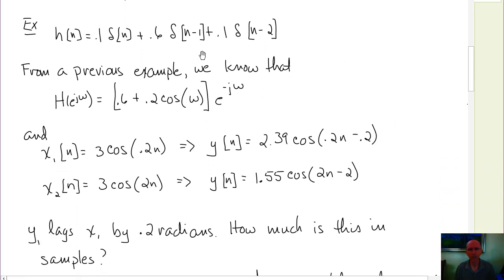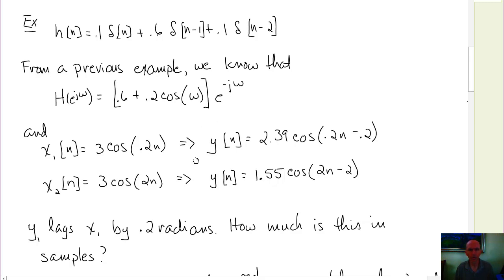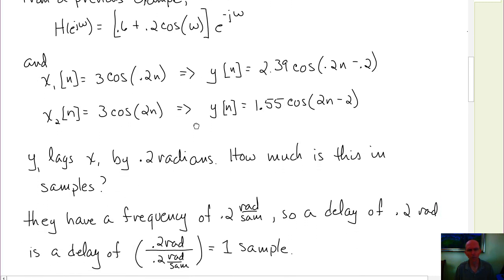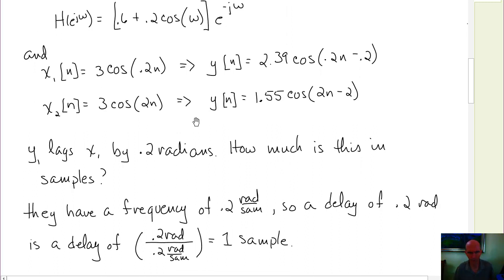Let's go back to the same filter we had before. As we know, the frequency response for that filter we already calculated, and was this. And this was our phase. Now let's look at it for the 2 cosines that we put through the filter. The phase here is going to be minus 0.2, and the phase for the other cosine is going to be minus 2. Now, the difference in phase in the first cosine is going to be 0.2 radians.